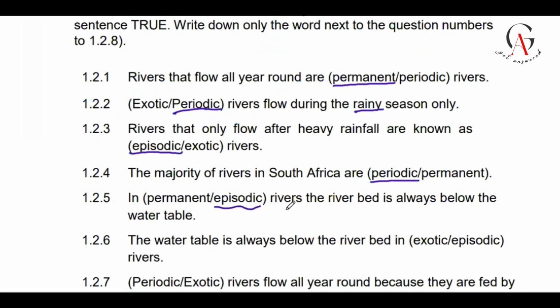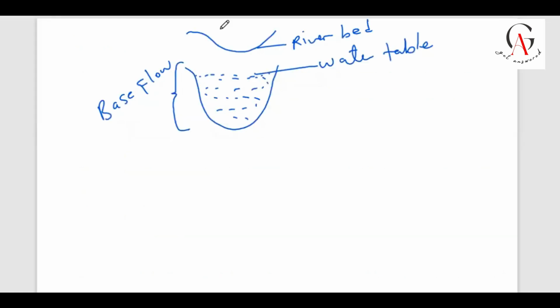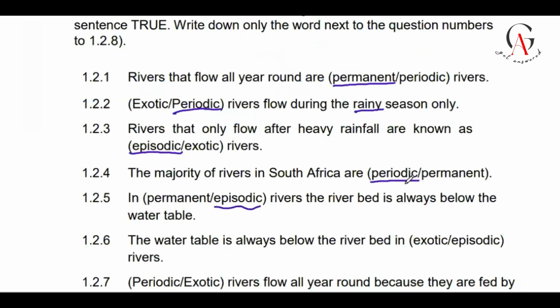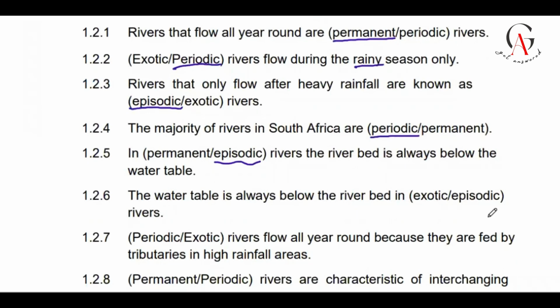Let's check the question once again. It says the water table is always below the river bed. Like I showed you here, this is the water table. This is the river bed. So when they say the water table is always below the river bed, this is the bed, yeah, and this is the water table. So such would be common in episodic rivers. Number 6, water table is always okay. So if this one we said it's going to be episodic.